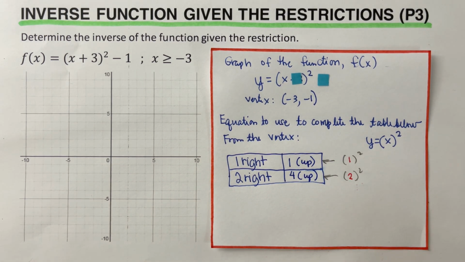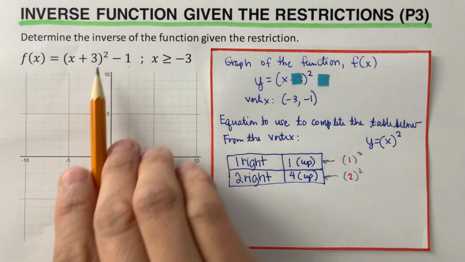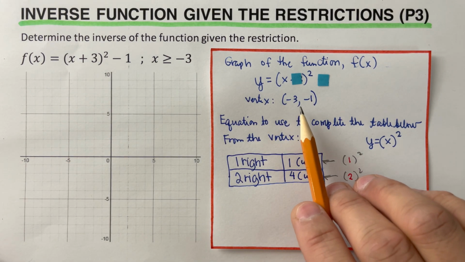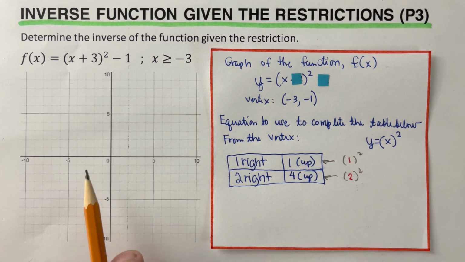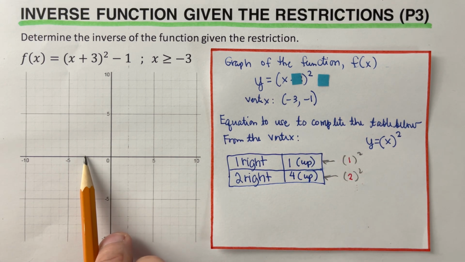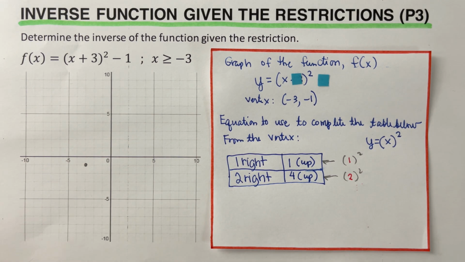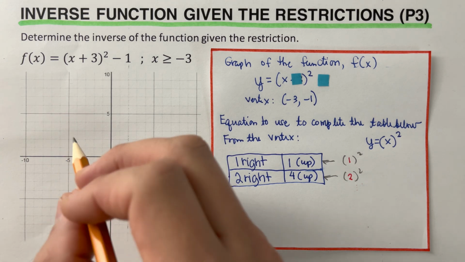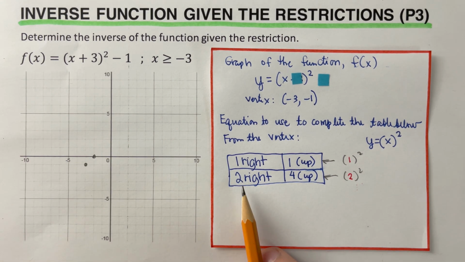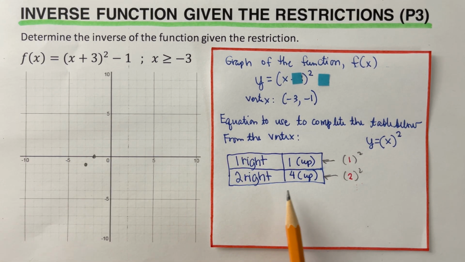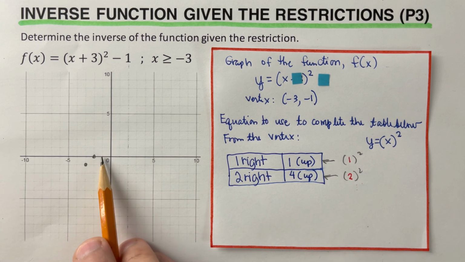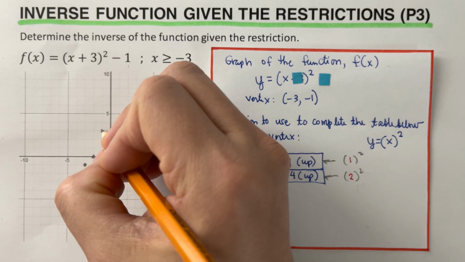Okay, so we're ready to sketch this graph, which is x plus 3 squared minus 1. We start from the vertex negative 3, negative 1. So that's going to be on negative 3 down to negative 1. This is our vertex right here. And it says that from the vertex, we go 1 right, 1 up. So it's going to be right here. And then 2 right from the vertex, 2 right, 4 up. So 1, 2, 1, 2, 3, 4. It's going to go all the way right here.